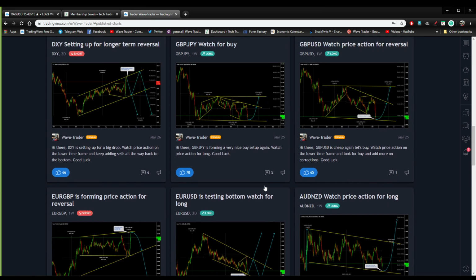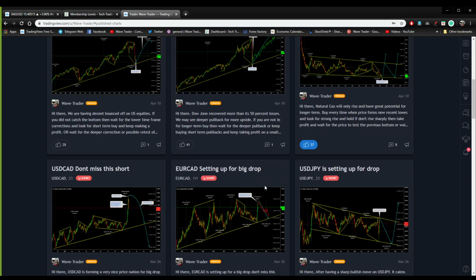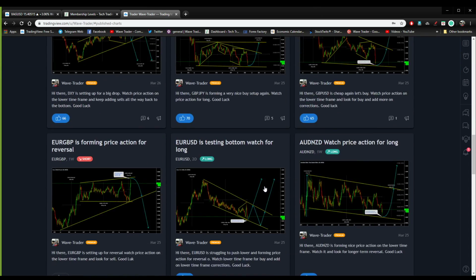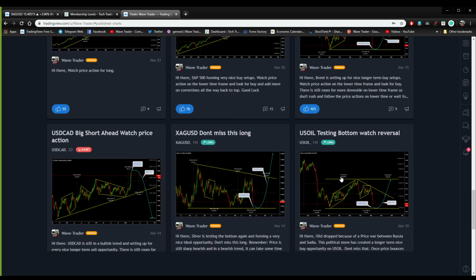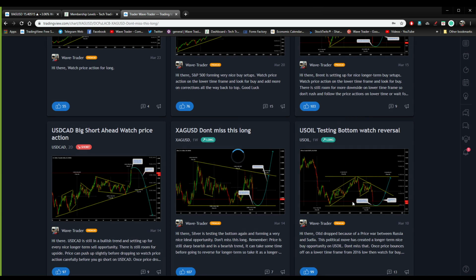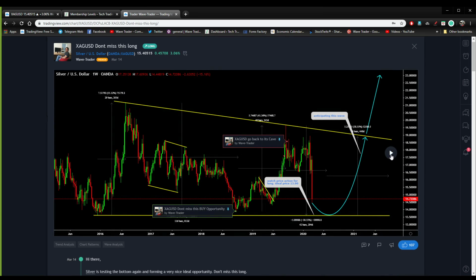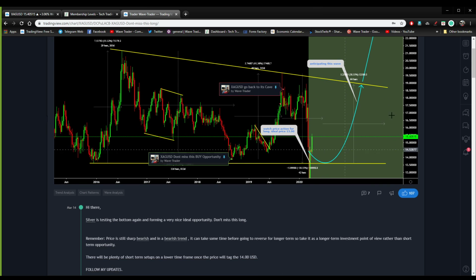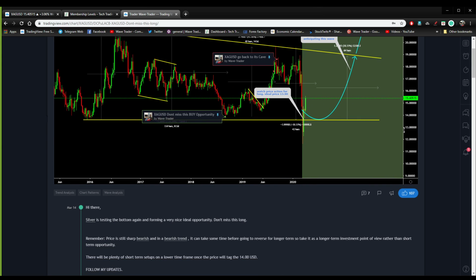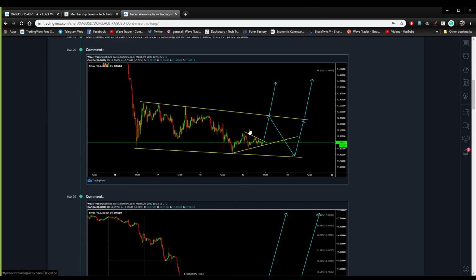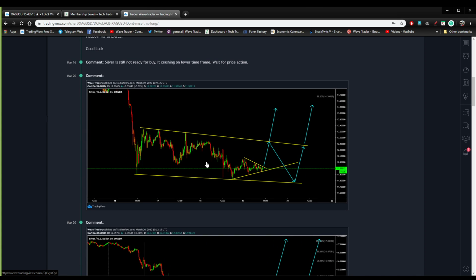So silver was also a best opportunity. Hopefully you are holding your silver trade, and all of this you are getting free of cost, these setups, guys. Free of cost. It bounced off very nicely. Hopefully you have seen those updates.